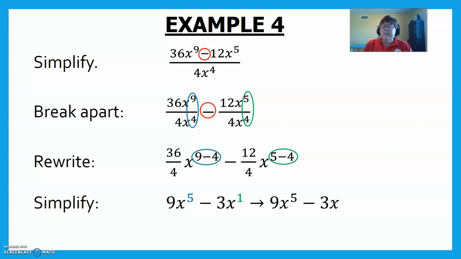And again, I just clean it up because I don't really like that 1 exponent, so I make it 9x to the 5th minus 3x. And that's my final answer. I can't simplify any further because those are not like terms. So we can't combine those. All right, next example.